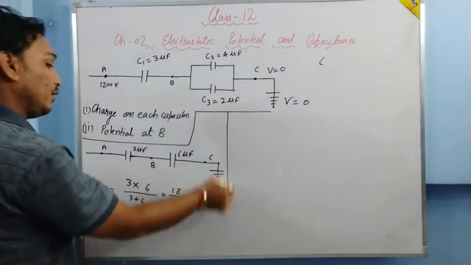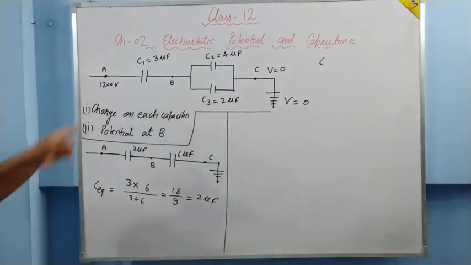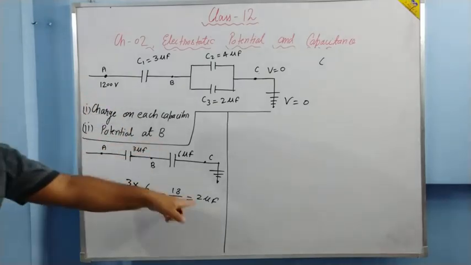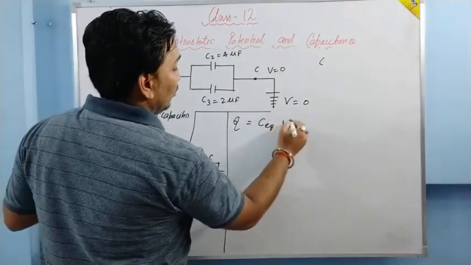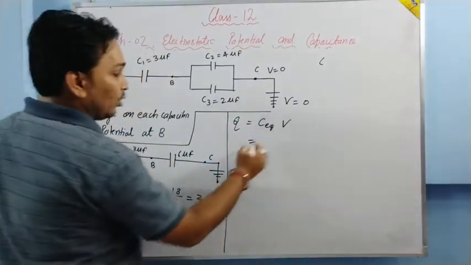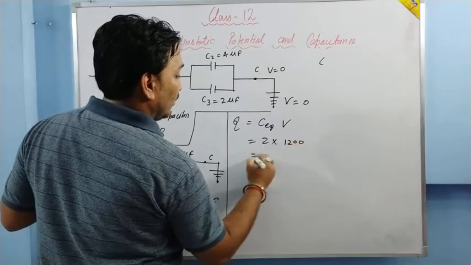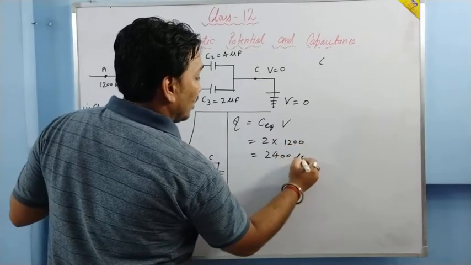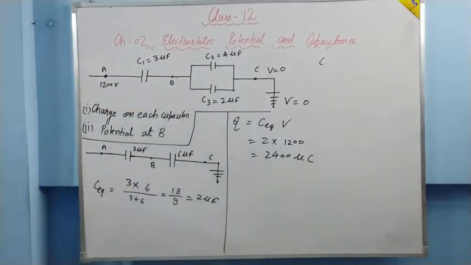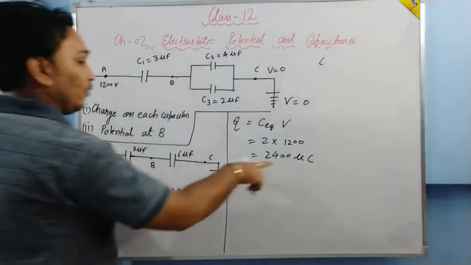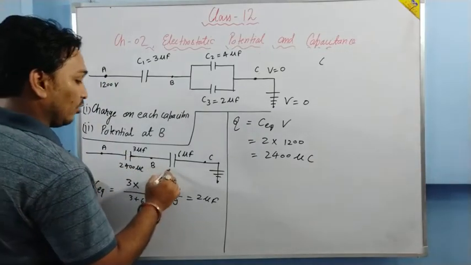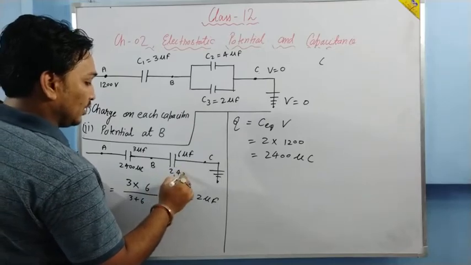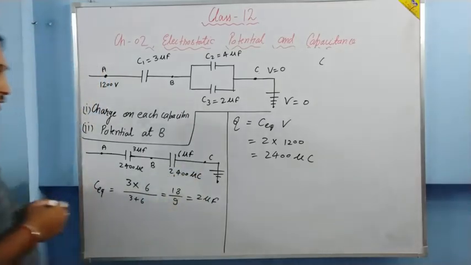What is the potential difference we applied on the circuit? The potential difference applied is 1200 volts and 0 volts. So obviously the potential difference is 1200 volts. Total capacitance is this. So what will be the total charge? Charge is equal to C equivalent into V. C equivalent is 2 microfarad, V is 1200. Multiplying, we get 2400 microcoulomb. Okay, this is the charge. Now this 2400 microcoulomb will appear on this, and the same charge will appear on this also. Why? Because in series combination charge remains the same.